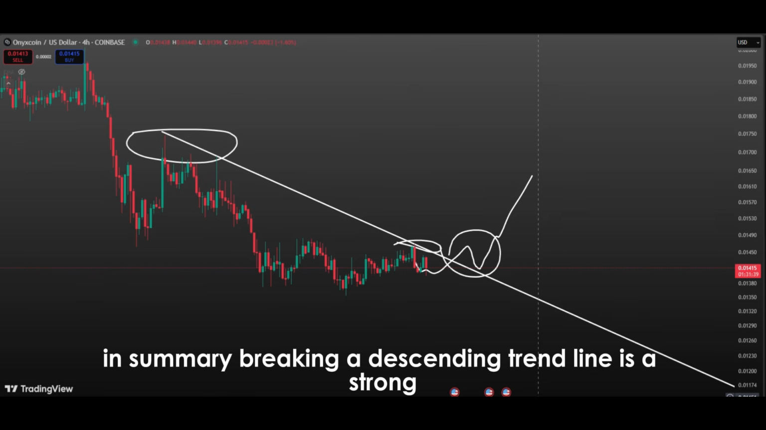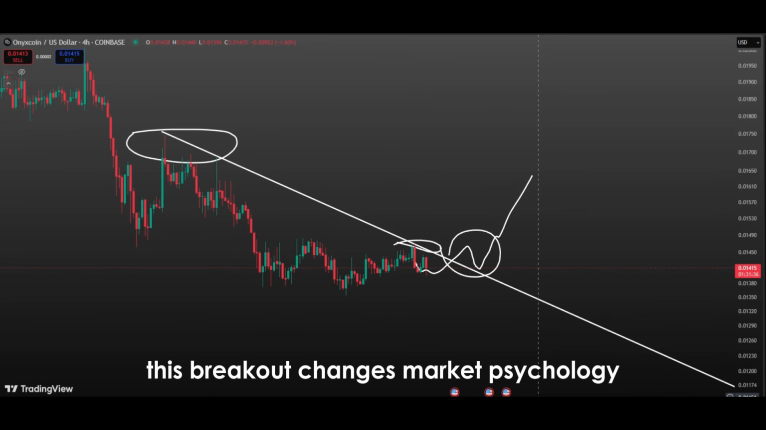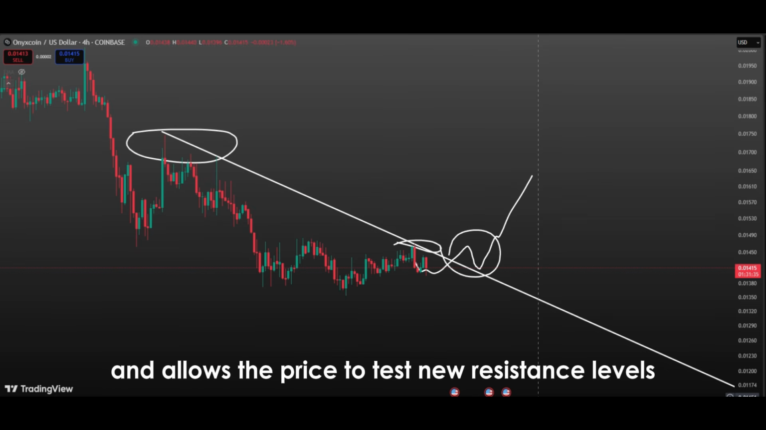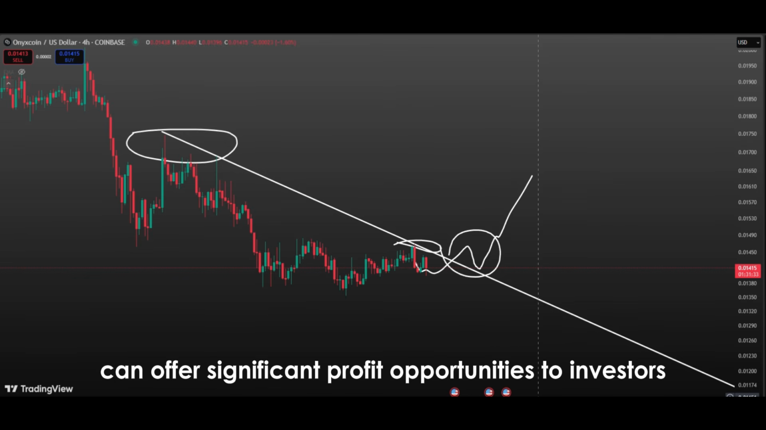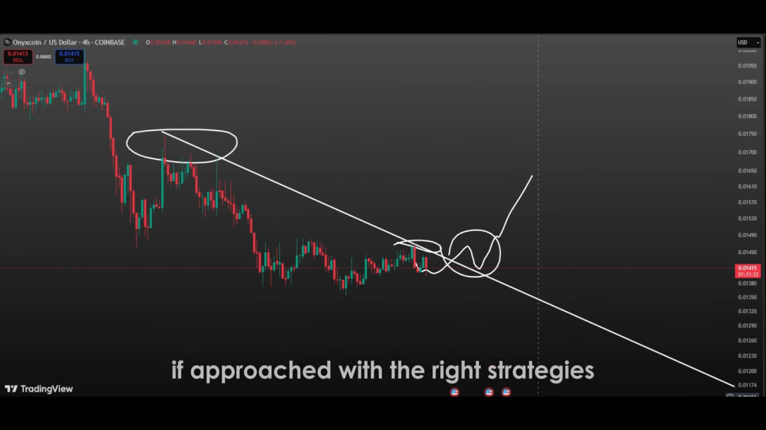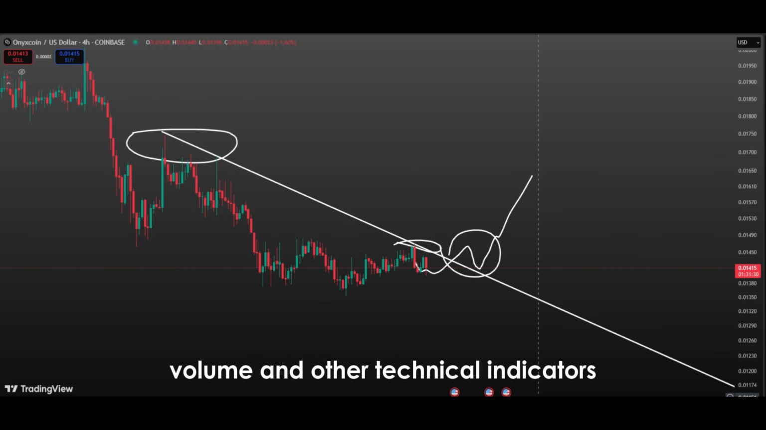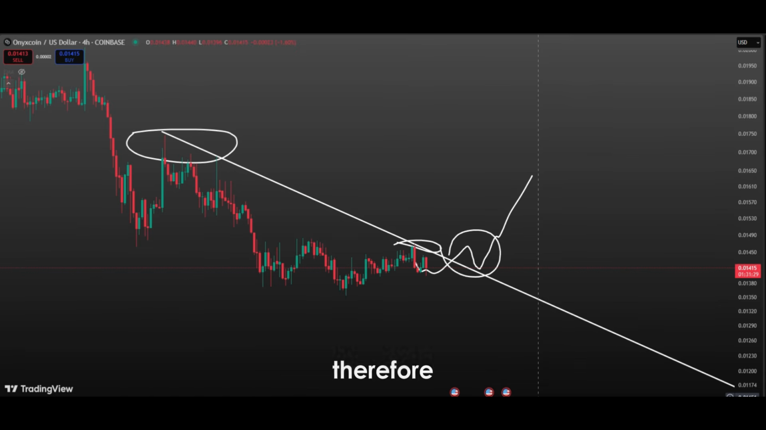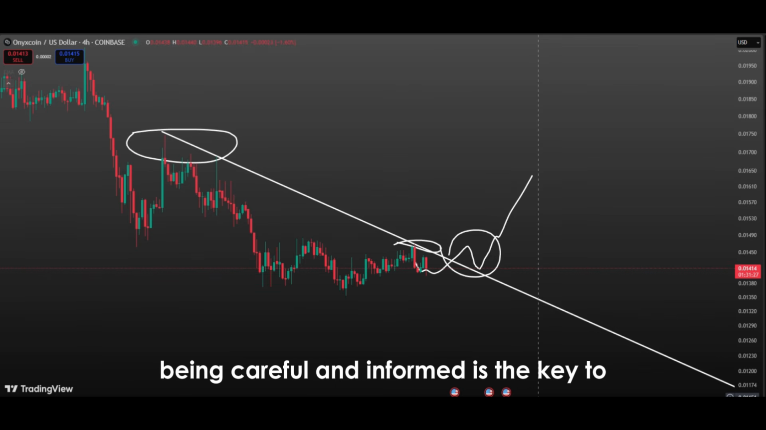In summary, breaking a descending trendline is a strong technical signal that the price may be starting an upward move after a long downtrend. This breakout changes market psychology and investor sentiment positively, increases buying pressure, and allows the price to test new resistance levels. This upward movement, known as an attack, can offer significant profit opportunities to investors if approached with the right strategies. However, market conditions, volume, and other technical indicators should always be considered, and risk management should never be forgotten. Therefore, in attacks following descending trendline breakouts, being careful and informed is the key to successful investing.